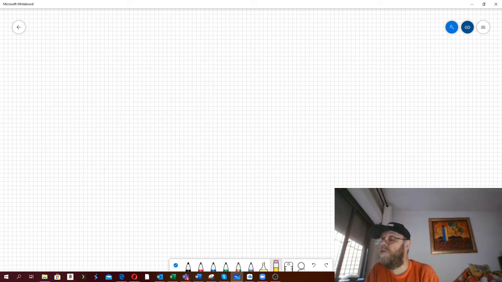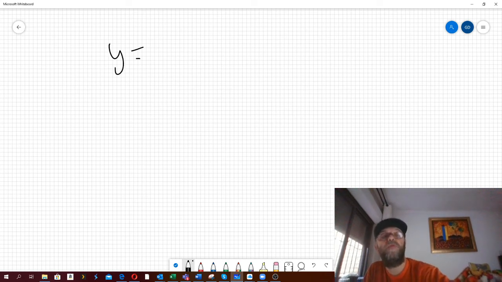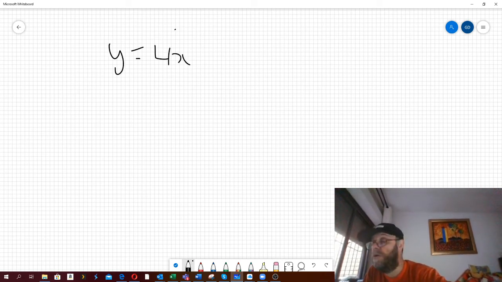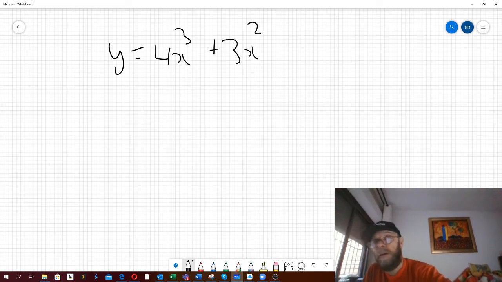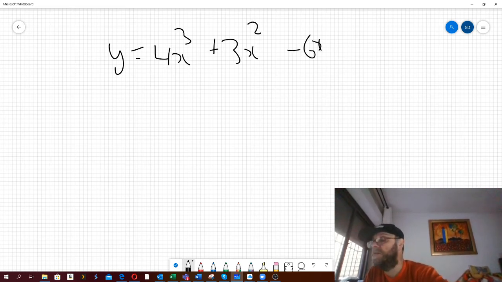So I'm going to look actually at the example 14c, which is on page 166. They give us an equation y is 4x cubed plus 3x squared minus 6x minus 1. So let's write that on. 4x cubed plus 3x squared minus 6x minus 1.